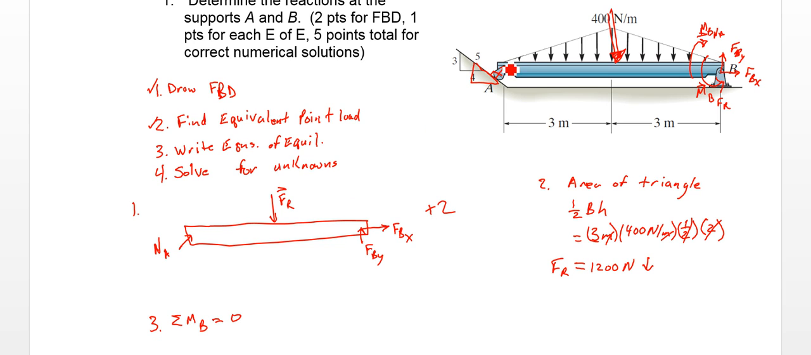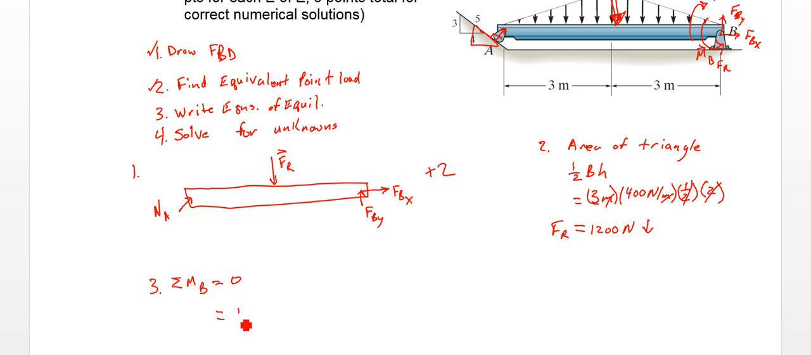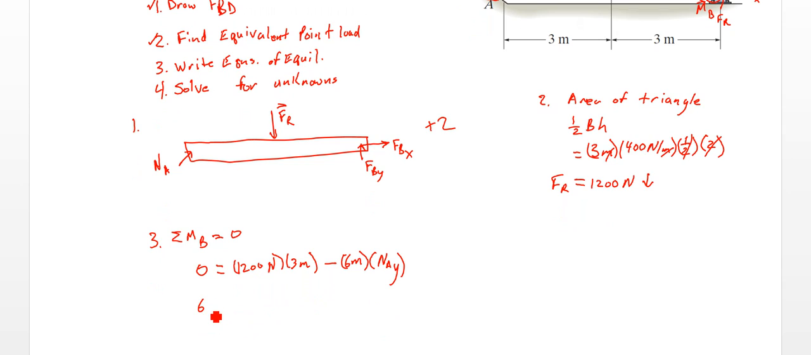So that will get us our vertical component of A. So that's going to be 1200 newtons times 3 meters minus 6 meters times NA in the y direction equals 0. So we have 6 meters NAY equals 3,600 newton meters. So NAY equals 600 newtons. That's part of it. And we get 1 point for this equation of equilibrium there.